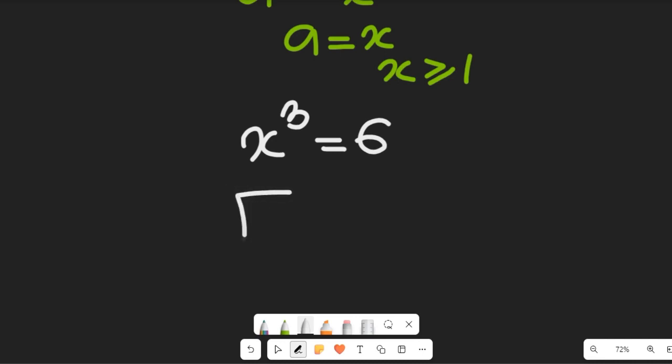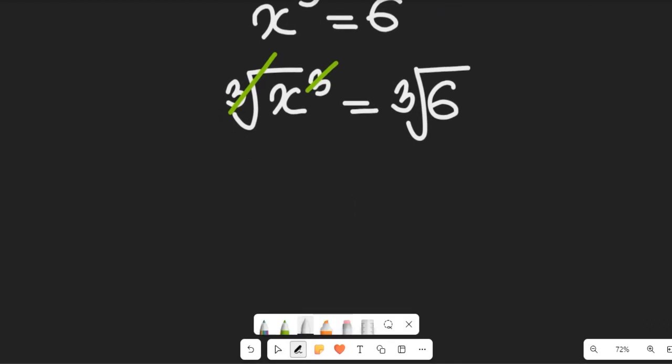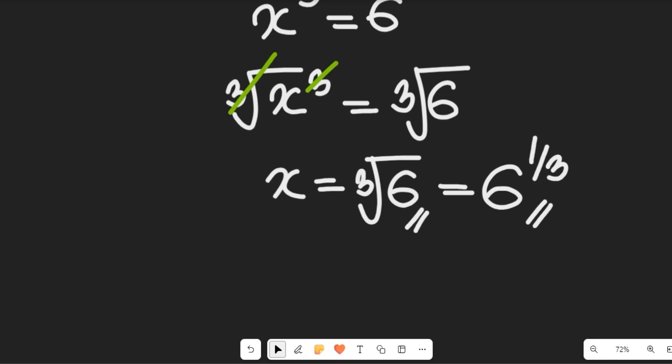Now we can simplify this in order to have the value of x. To do that, we'll simply take the cube root of both sides. The cube root of x to the power of 3 equal to the cube root of 6. The cube root will clear the power, and we'll be left with x equal to the cube root of 6, which can also be equal to 6 to the power of 1 divided by 3. So this is the result to that expression we were given up there.